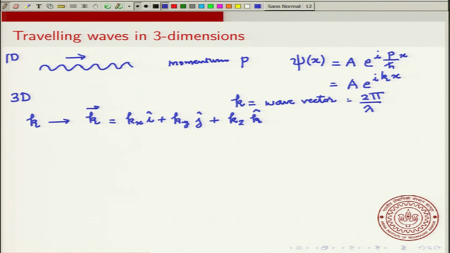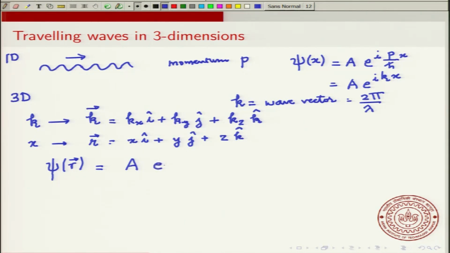Okay, so now k becomes a vector, and instead of x you have r, which is x i plus y j plus z k. So instead of x you have r, and now your wave function psi is a function of r. So this is a travelling wave in 3 dimensions, and it is given by some constant times e to the i k dot r.